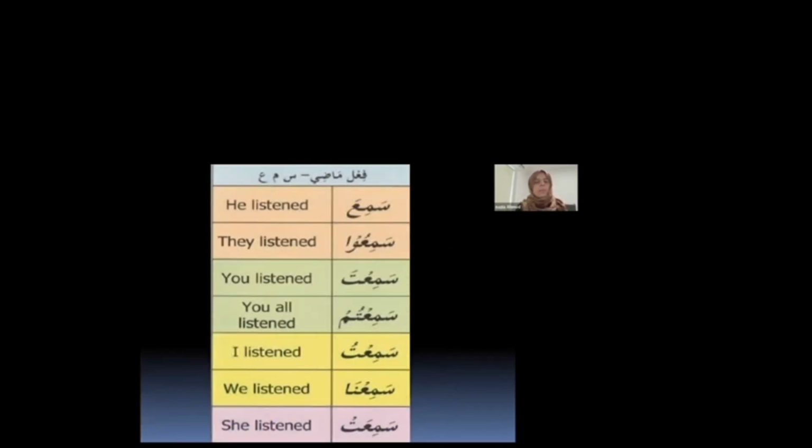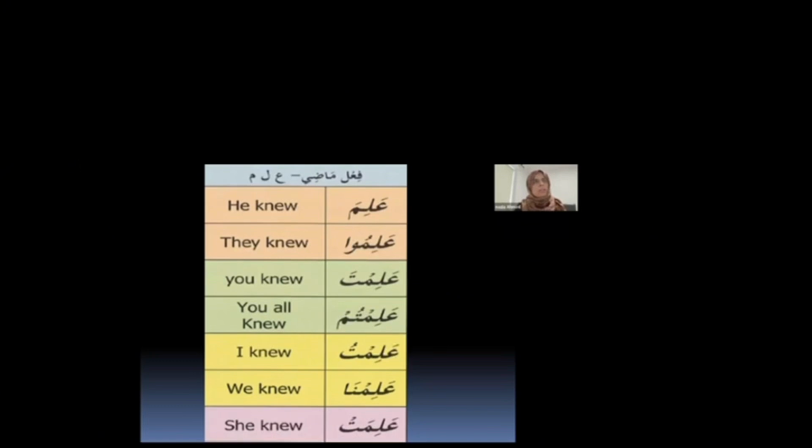We call it Bab Sami'a or Bab Daraba. They both look the same in the mazi. Here is the change: on the kalima ain, we have kasra. Fa'ila, second mold. Here, Bab Sami'a: Sami'a, Sami'ta, Sami'tum, Sami'tu, Sami'na. So here, kasra. Look, there's no difference in the meaning. The meaning is still the same, but look at it, it's different.